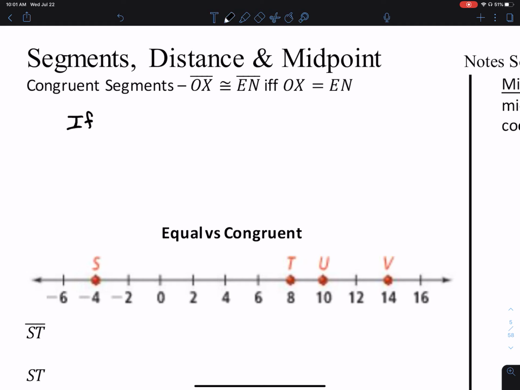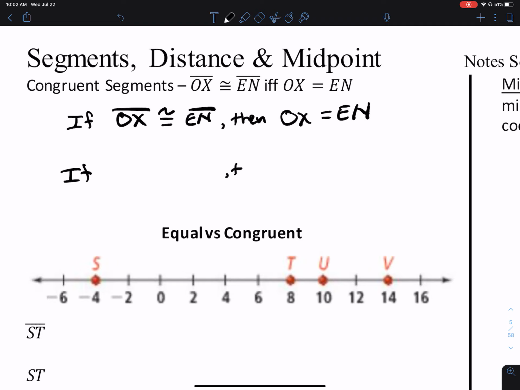So one way we could read this, since it's if and only if: segment OX is congruent to segment EN, then OX is the same length as EN. Since it's if and only if, we can take these ideas and put them in reverse order. So I could say if the lengths of OX and EN are the same, then segment OX and segment EN are congruent.